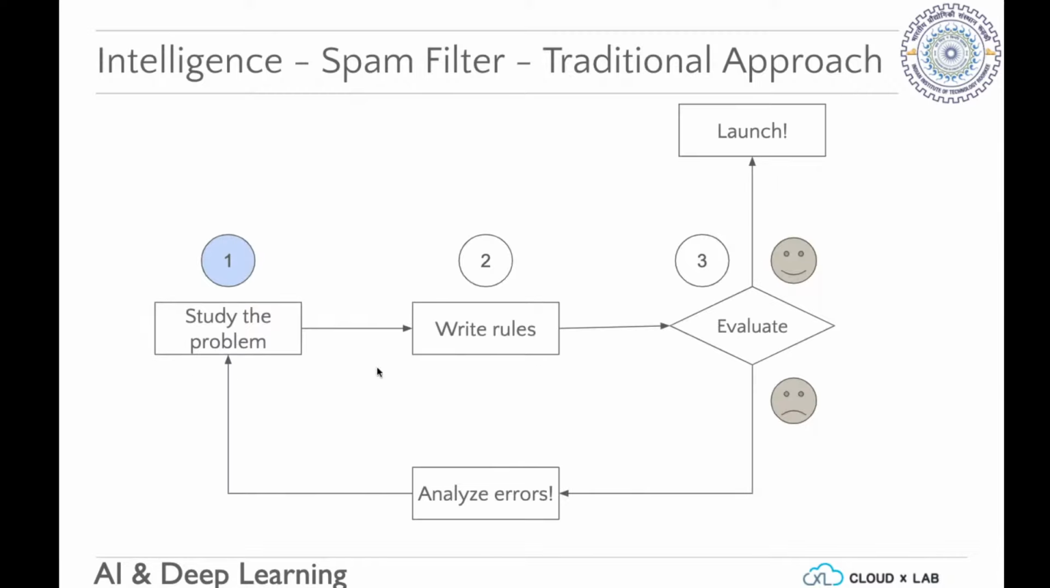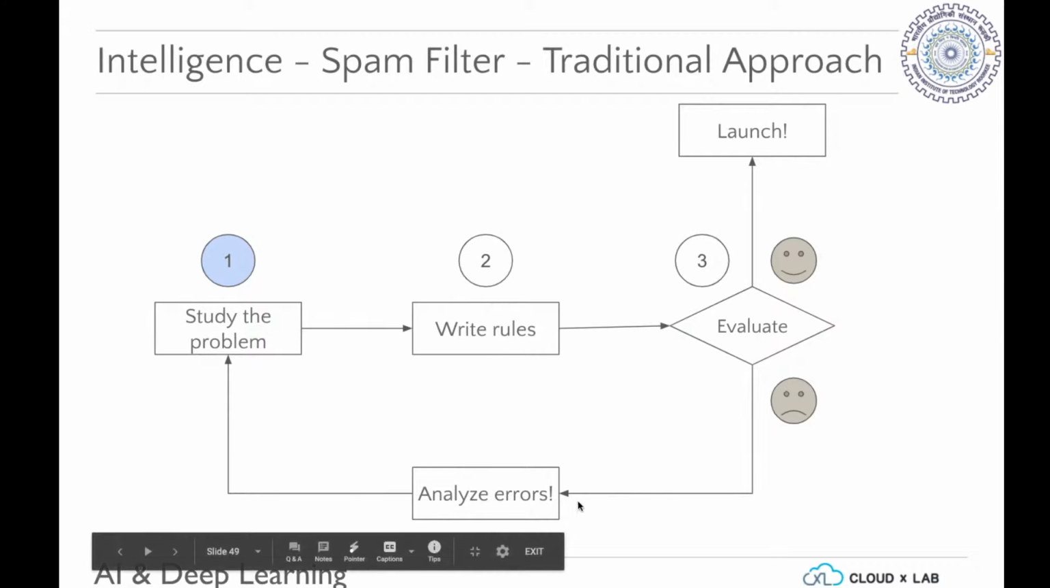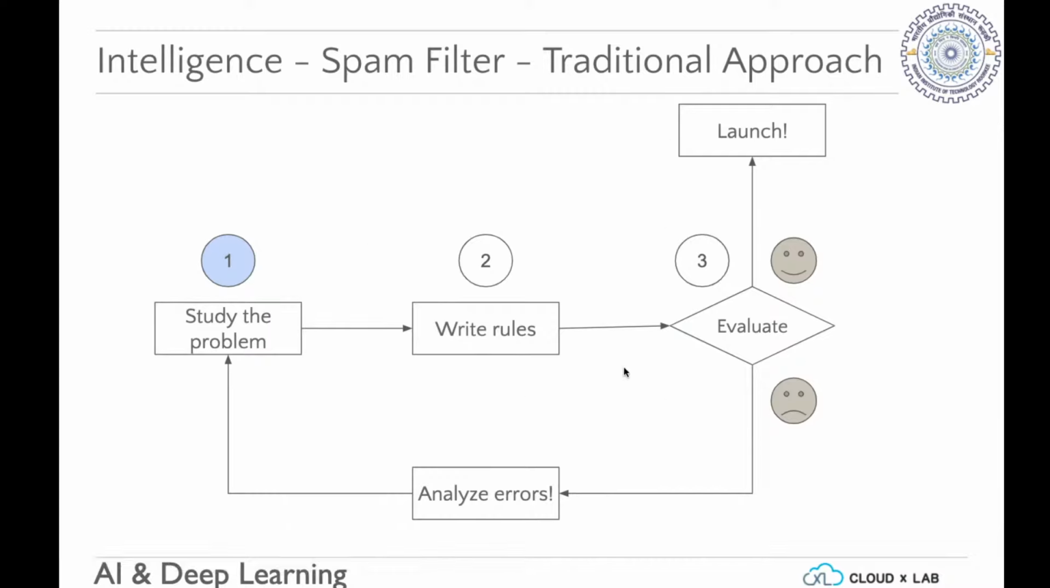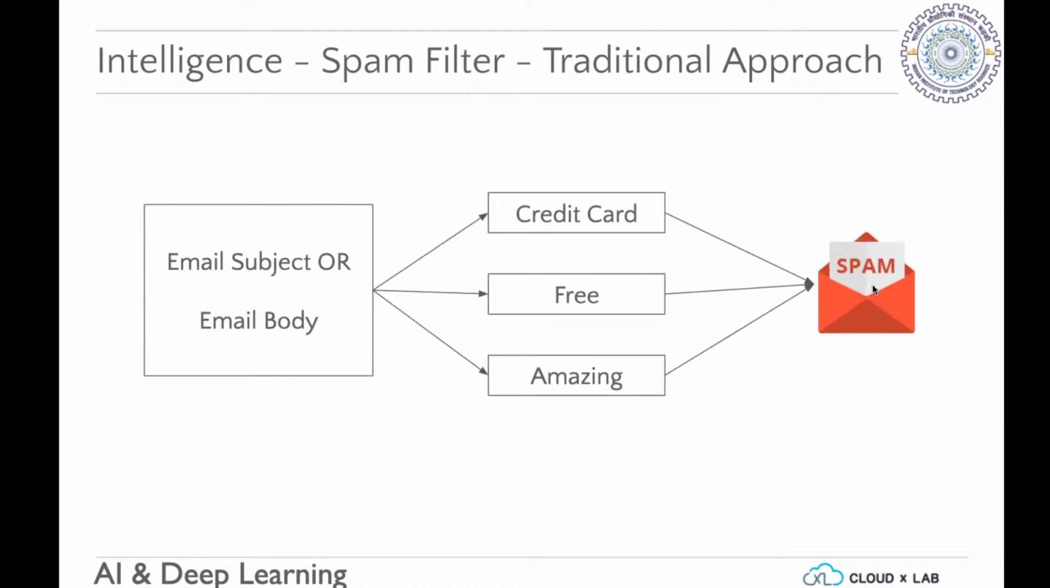You study the problem, you write rules, you evaluate how it's running, you check the errors. If you're happy with it, then you launch it; otherwise you keep running this iteration and keep getting better until you become happy, you get a happy face, you evaluate and say, hey, this is good for me. Okay, now how's the traditional approach?